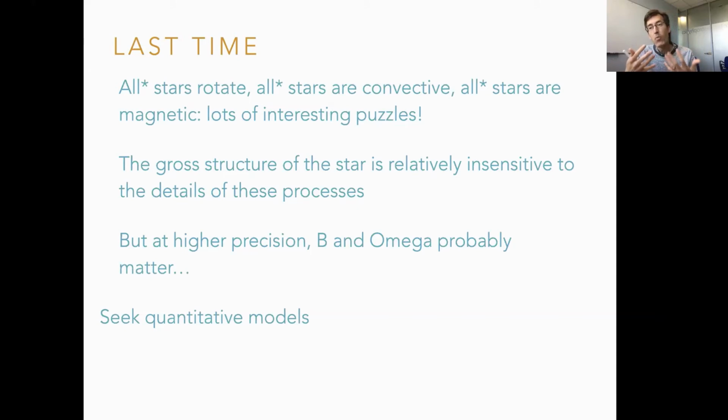And that sort of motivates, as astronomers, I mean, these problems are always interesting from the fluids point of view, but from an astronomical point of view, they become interesting once you have the data to actually constrain them. So we're seeking quantitative models of how convection and magnetism and rotation interact in spherical things like a star.